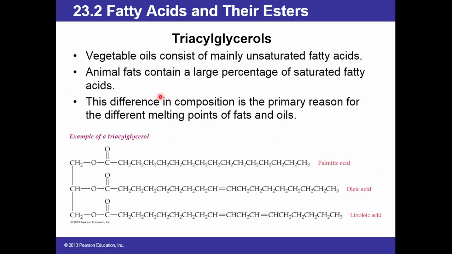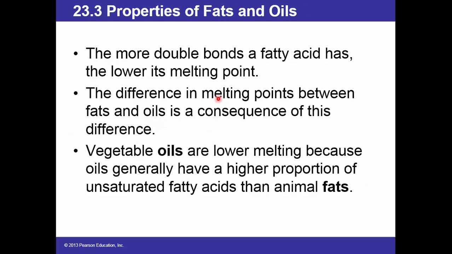Vegetable oils consist of mainly unsaturated fatty acids. Animal fats contain a large percentage of saturated fatty acids. This difference in composition is the primary reason for the different melting points of fats and oils. Now, the more double bonds a fatty acid has, the lower its melting point.